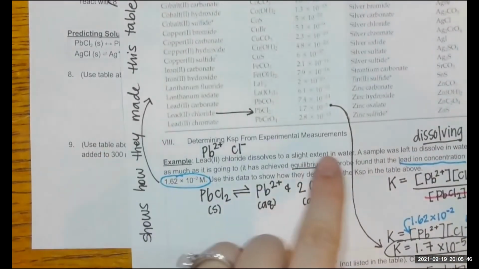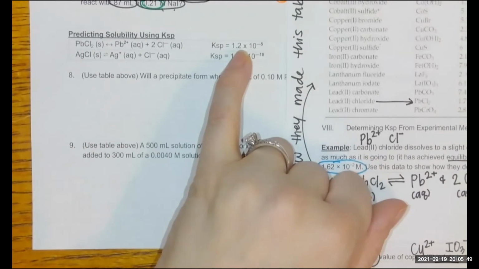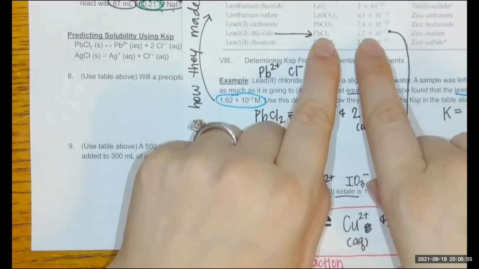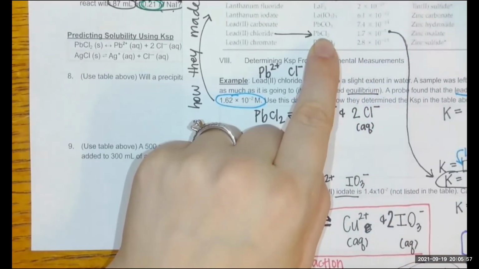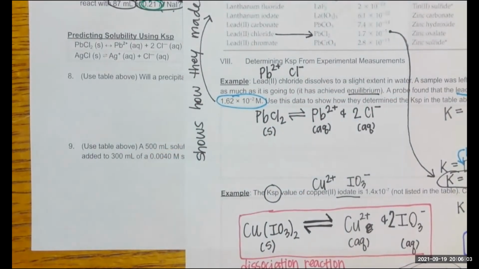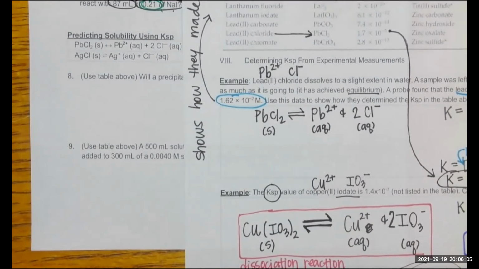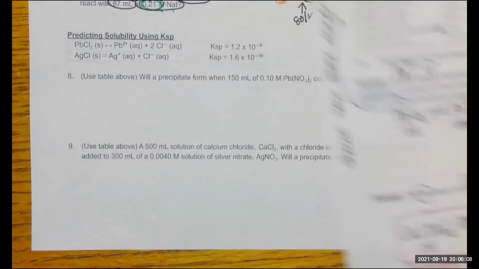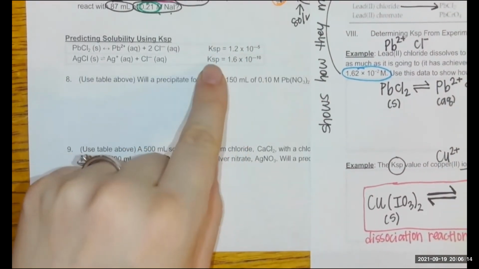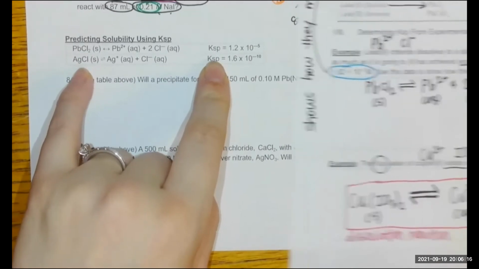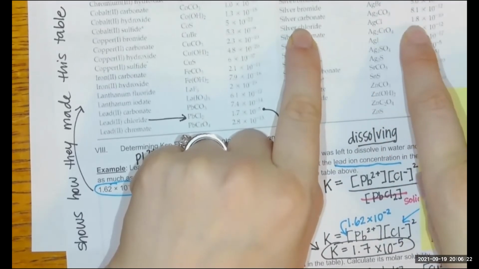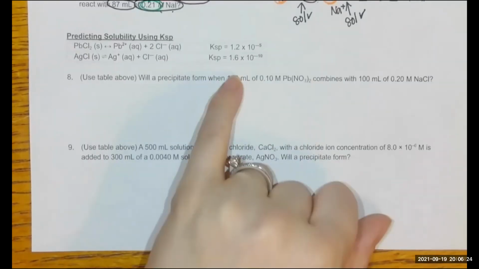Now notice it is a little bit different. This one says 1.2 times 10 to the 5th for lead chloride. And this one, same exact formula, says 1.7 times 10 to the negative 5th. It just depends on which textbook you use. Each textbook kind of has slightly different reported answers, but it's all going to give you a similar answer. Like this one is 1.6 times 10 to the negative 10 for the KSP of silver chloride. When I find silver chloride in the notes, it's 1.8 times 10 to the negative 10 instead of 1.6.